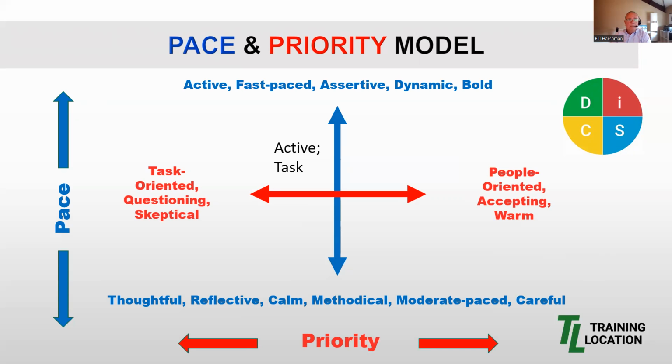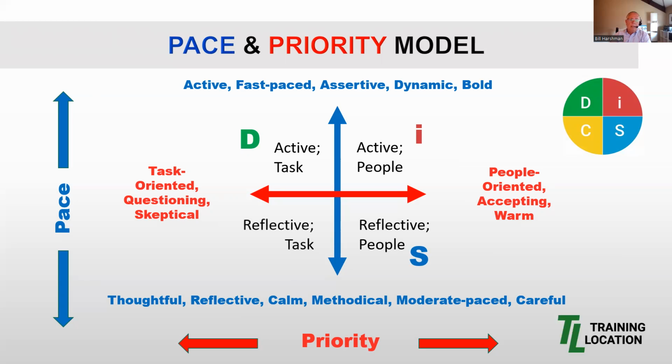If you're active and task-oriented, you're a D or dominant style. If you're active and people-oriented, you're an I or influence style. If you're more reflective and people-oriented, you're an S or a steady style. And if you're more reflective, however, with a task orientation, you're more of a C or conscientious style.